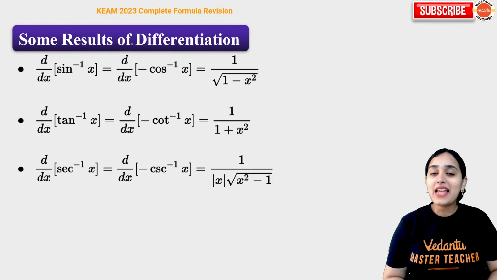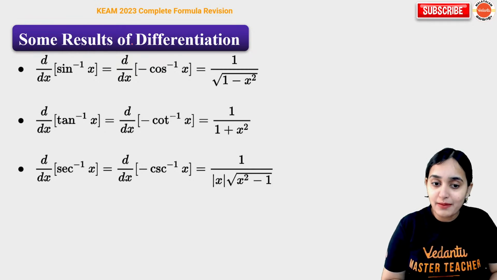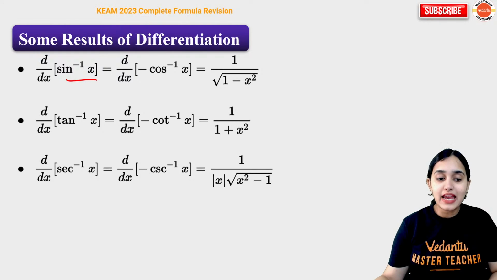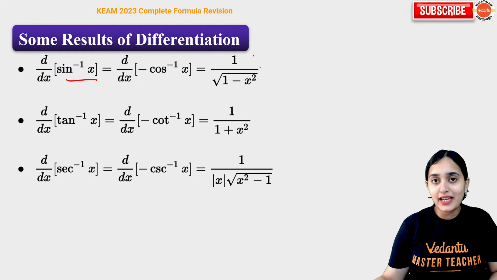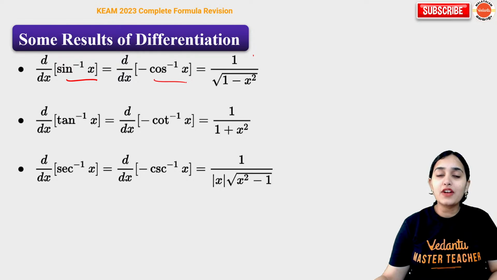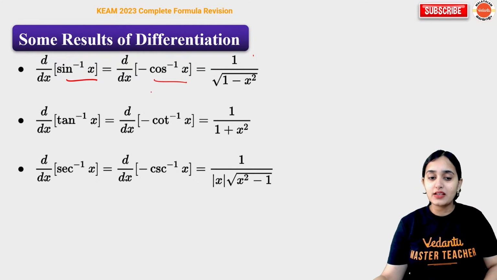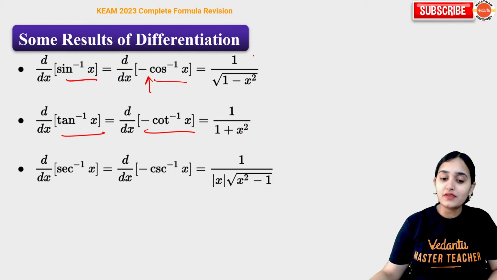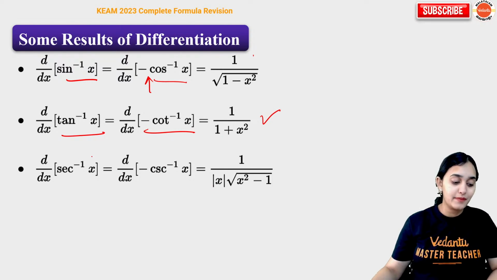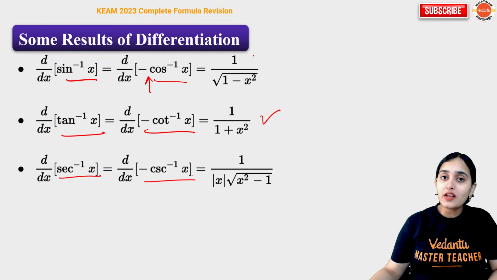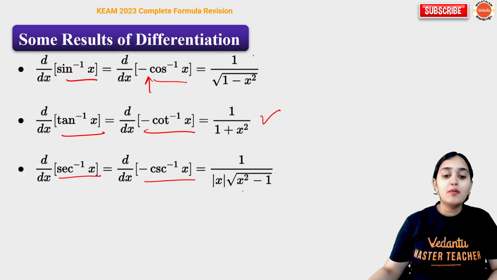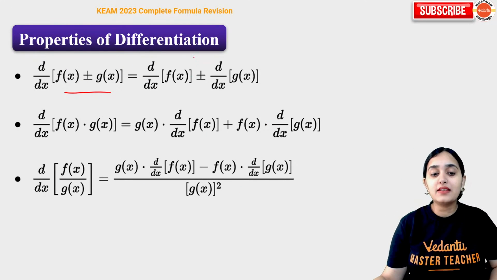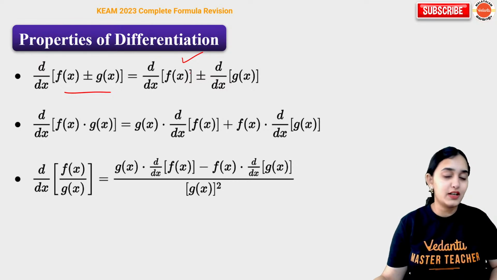Okay. Now some standard rules to find differentiability or differentiation of the functions. Sin inverse x differentiation is 1 upon root over 1 minus x square. Cos inverse x differentiation will be minus of this, so just apply with minus sign. Tan inverse x is same as minus of cot inverse x, 1 upon 1 plus x square. Secant inverse x and minus cosec inverse x is same as 1 upon mod x root over x square minus 1.